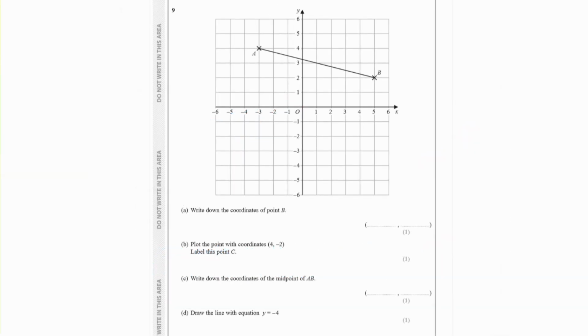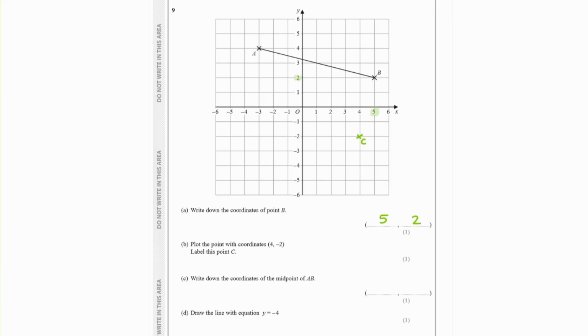Number 9, part A, write down the coordinates of point B. So we can first write the x coordinate of B, which is 5, and then we can write the y coordinate, which is 2. So the coordinates of point B are 5, 2. Part B, plot the point with coordinates 4, -2. So we can look for 4 in the x-axis and -2 in the y-axis, and that would be this point here, and we can now call it point C.